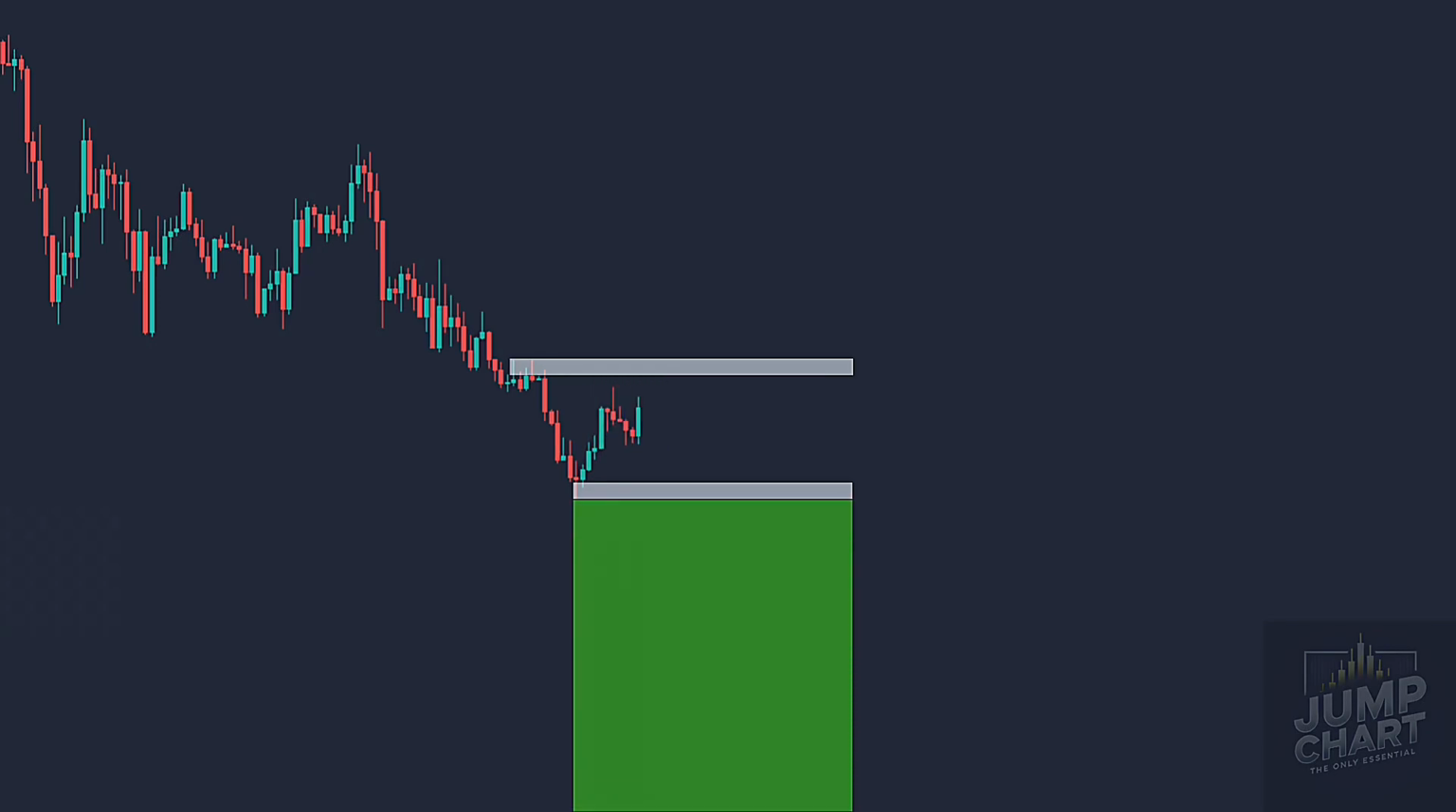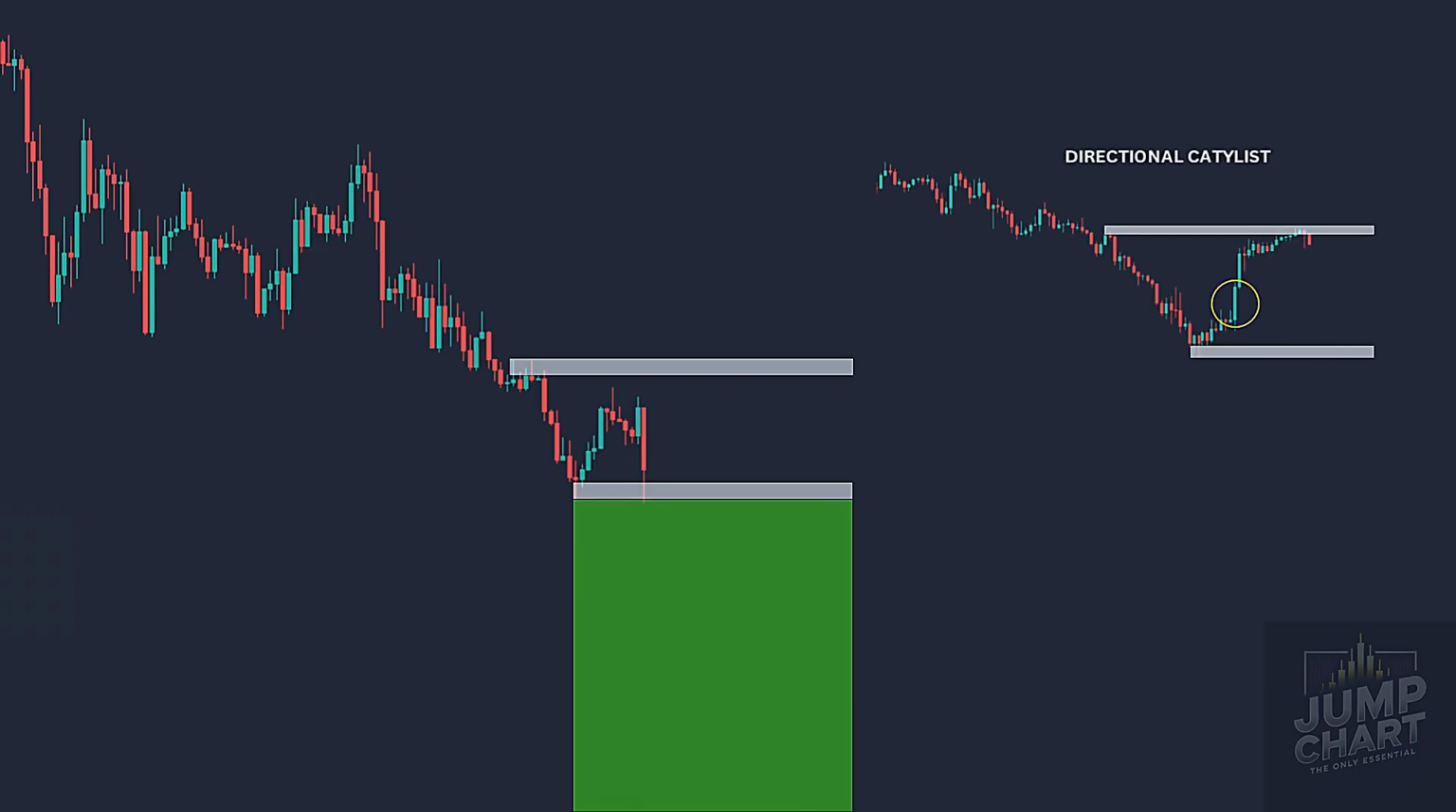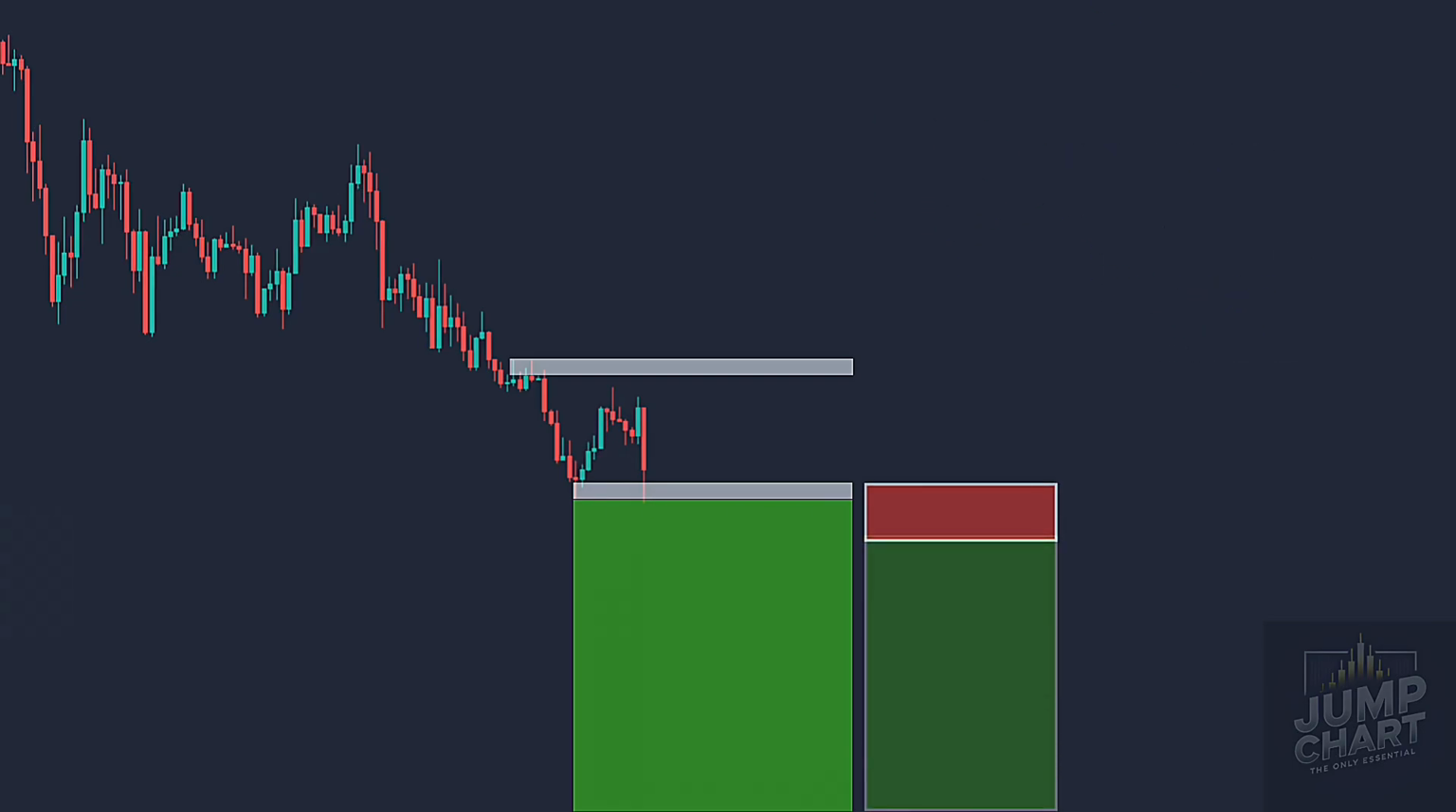This time price is pushing lower and we again see a small consolidation zone highlighted in yellow. Then a strong red candle breaks from the pause. That's our directional catalyst showing itself once again. It clears the support level and drops into our green zone.